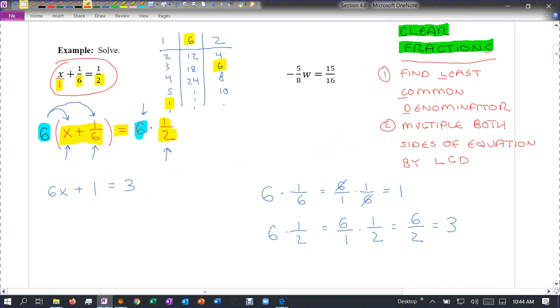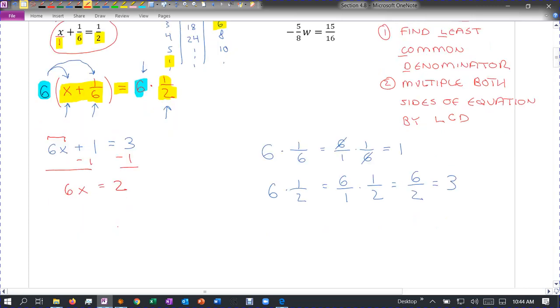So now that we're here, we can just continue. We can just do what we did earlier. Let's try to get the 6x by itself. So we'll subtract 1, subtract 1. We get 6x on this side equals 2. And then let's divide both sides by 6. So divide by 6, divide by 6. The 6s go away, we get x. But notice our answer here. It's not a nice clean number. It's actually a fraction that we can reduce.